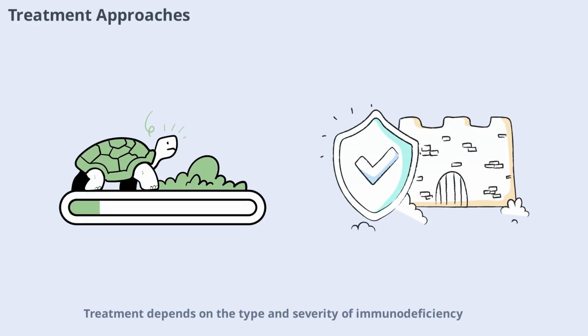Treatment depends on the type and severity of immunodeficiency. Mild cases may only require prompt treatment of infections, while severe cases might need regular immunoglobulin infusions, antibiotics, or even bone marrow transplants. Managing underlying causes such as stopping immunosuppressive drugs or treating infections is also important.